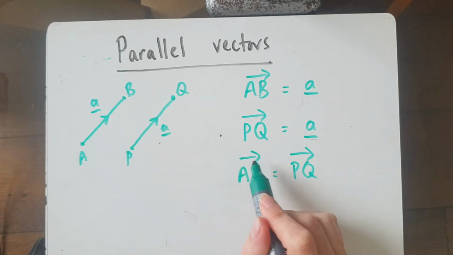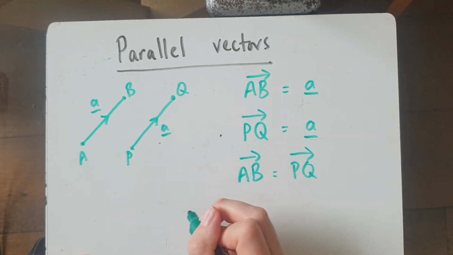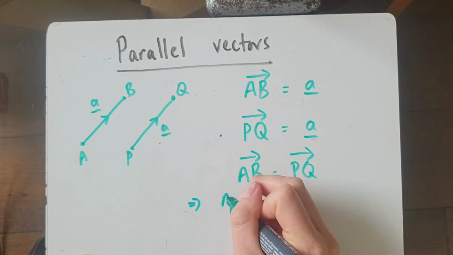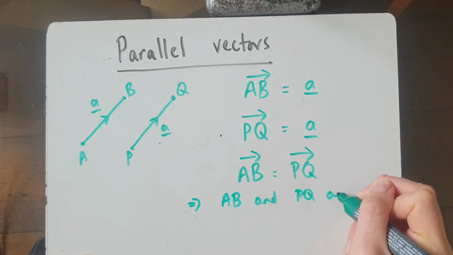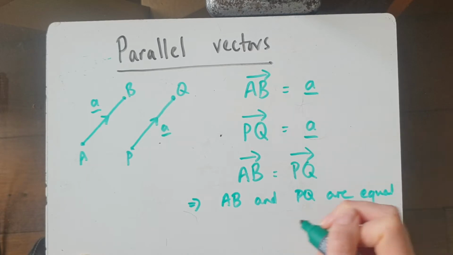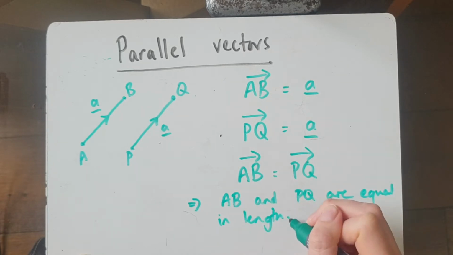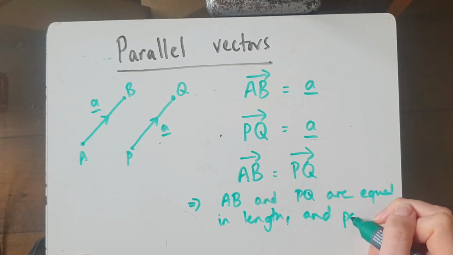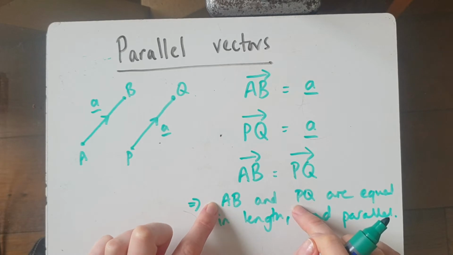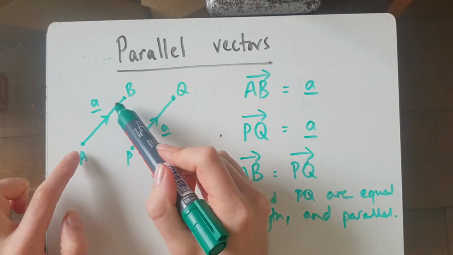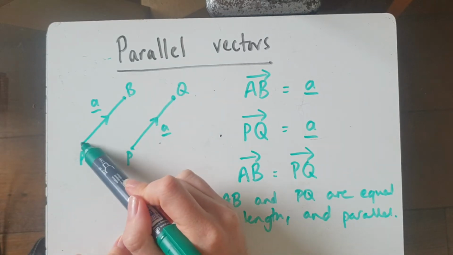Now, if we have the AB equals PQ, then that means AB and PQ are equal in length and parallel. When they don't have the arrows above them, it's just representing the line segment. So AB without an arrow is just talking about this.